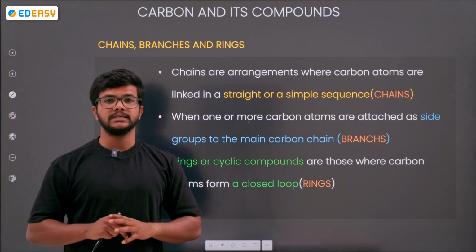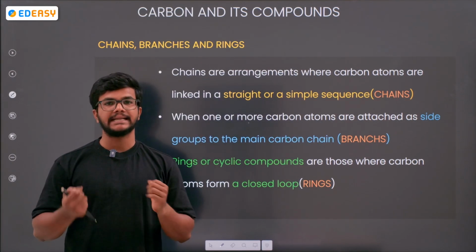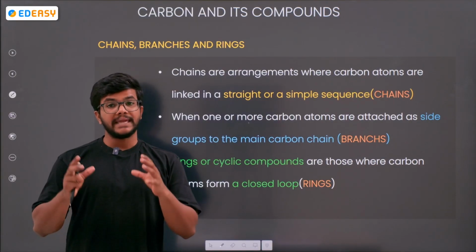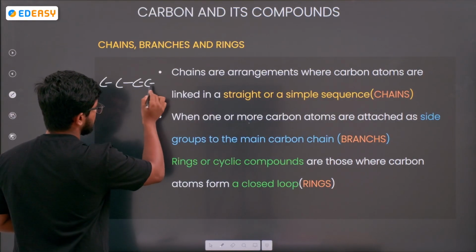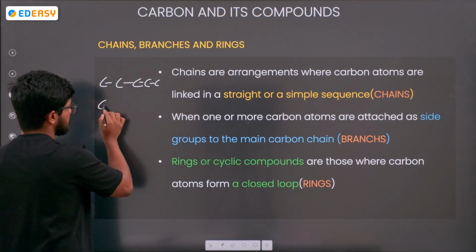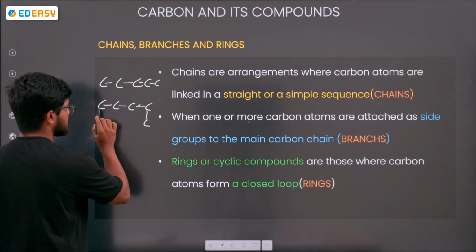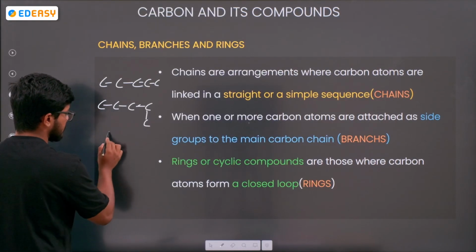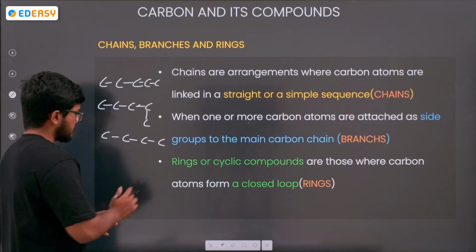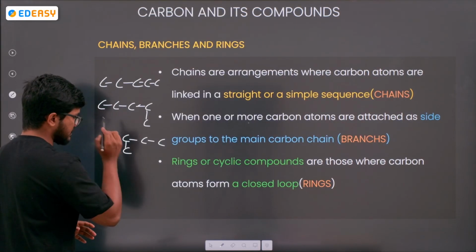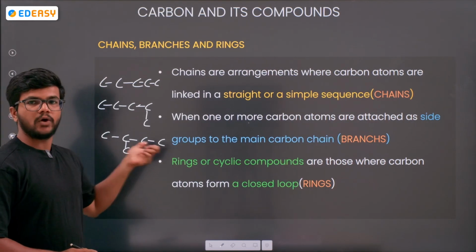And whereas branch is when two or more carbon atoms are attached as side groups to the main carbon chain. Let us assume here C, C, C, C. This is a linear chain. C, C, C, C. This is also a linear chain because it is a sequence line. Whereas here, let us assume this is a linear chain sequence. So if the carbon is attached in between the linear chain, that will be considered as a branched one. So this is branch. And what about the ring?